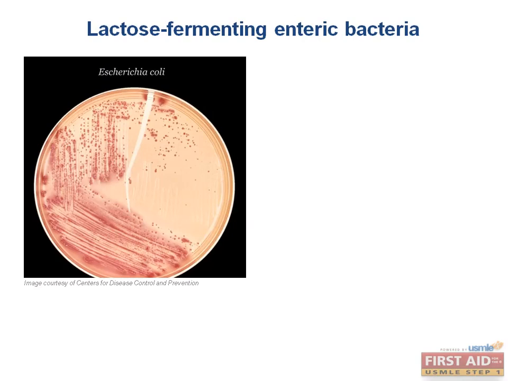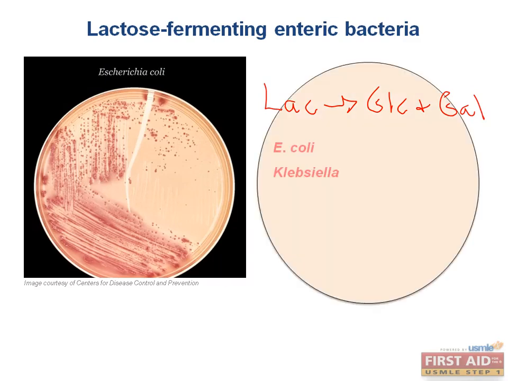MacConkey's agar will be helpful to you in distinguishing the different gram-negative rods. This medium tells you whether your organism is a lactose fermenter or not. Those that use lactose as a nutrient source will contain beta-galactosidase to break down lactose into glucose plus galactose. So here's our plate of MacConkey agar. I would focus on knowing that E. coli and Klebsiella are lactose fermenters, therefore appearing as pink colonies. Lactose non-fermenters, such as Pseudomonas and Salmonella, will appear white on MacConkey's agar.